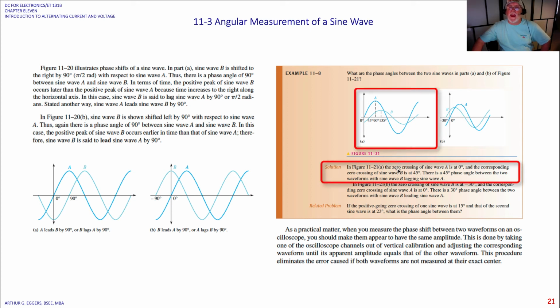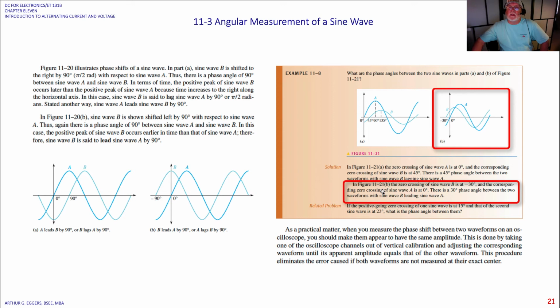So in figure A, the 0 crossing for sine wave A is at 0, and the corresponding zero crossing of sine wave B is at 45. There's a 45-degree phase angle between the two waveforms, with waveform B lagging A. In B, the crossing is at minus 30 for B, and the corresponding zero crossing at A, again, is at 0. So there's a 30-degree phase angle between the two waveforms, with sine wave B leading sine wave A.